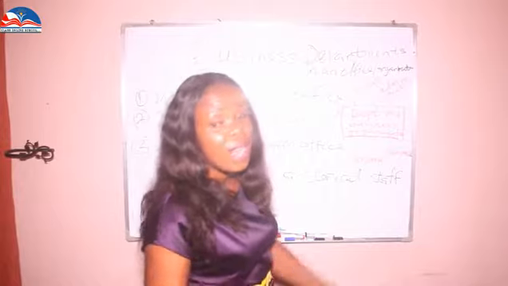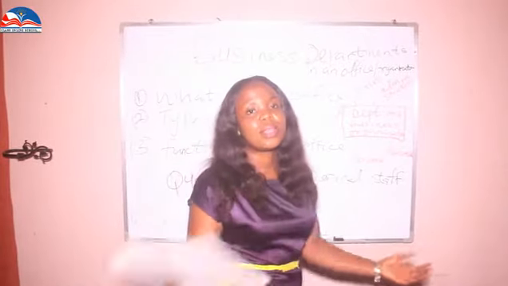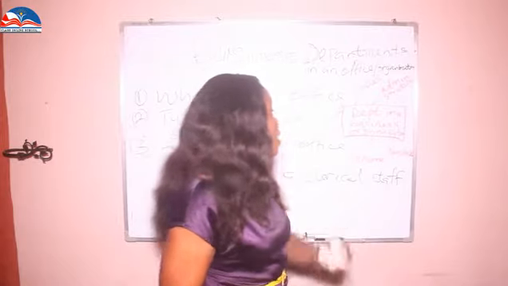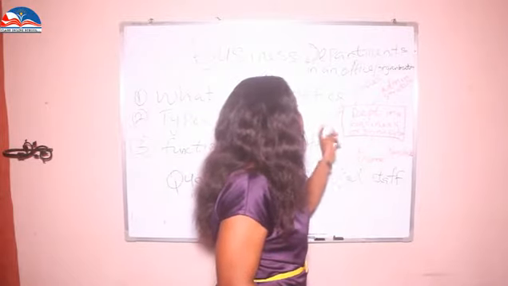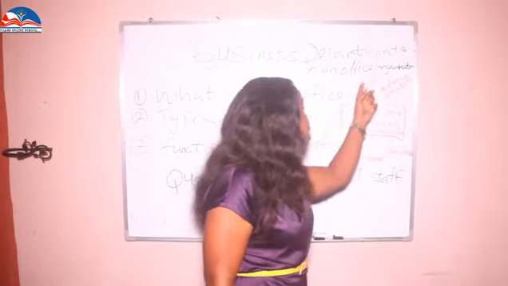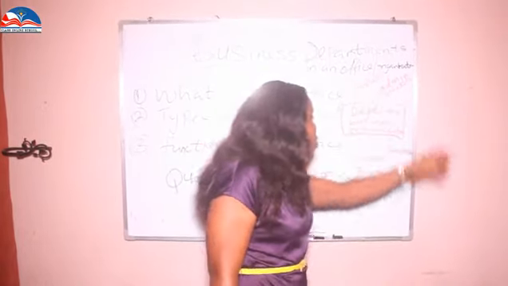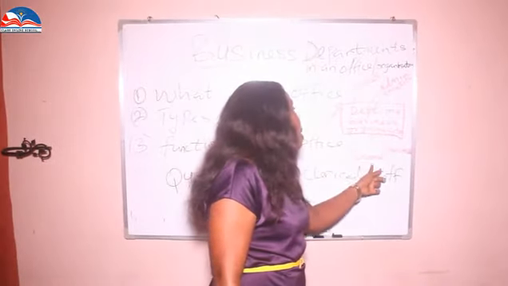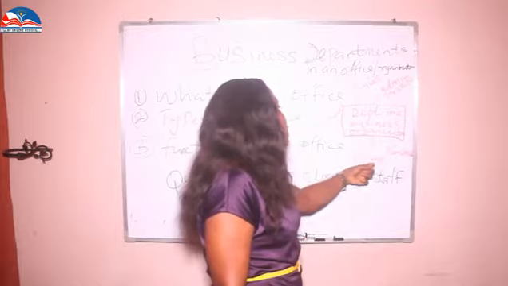Then we have personnel. That's the staff, those who take care of the day-to-day running of the organization. In the personnel, that's where you have staff that works in every one of these departments. You have the accountant, the marketing officer, the administrative personnel, and the purchase manager. Here, they take care of each one of these individual personnel.